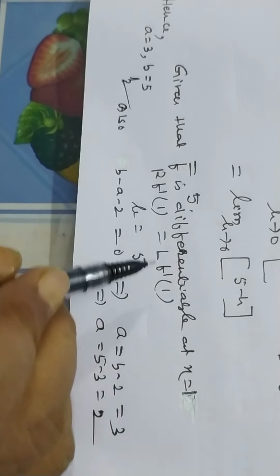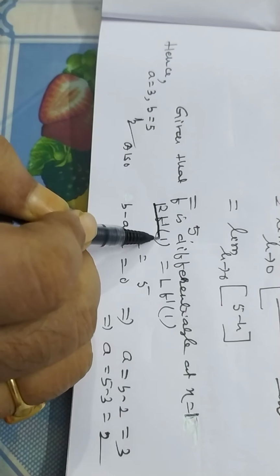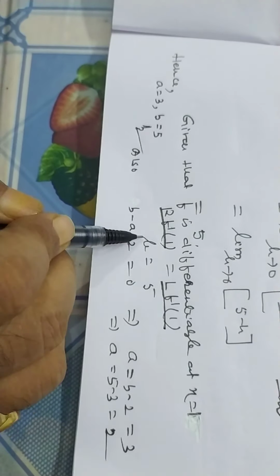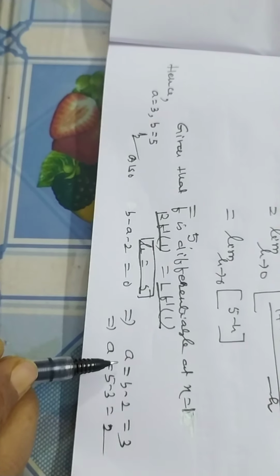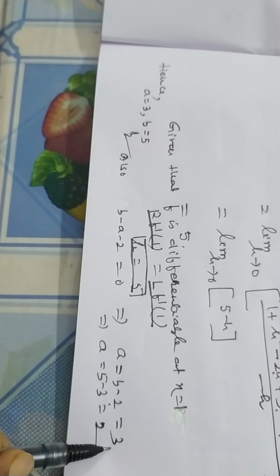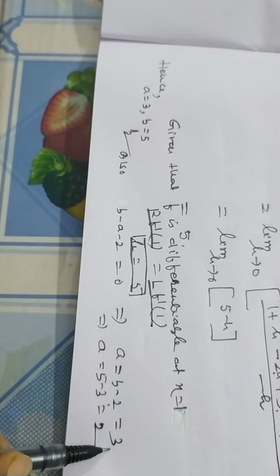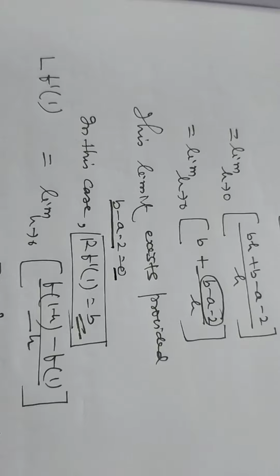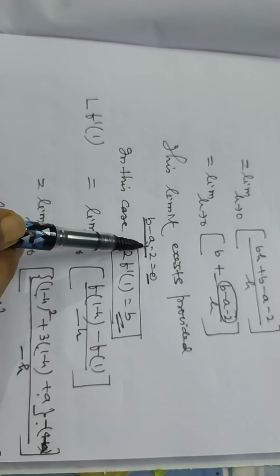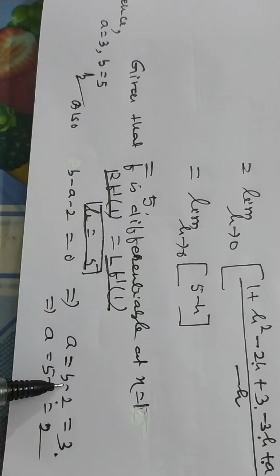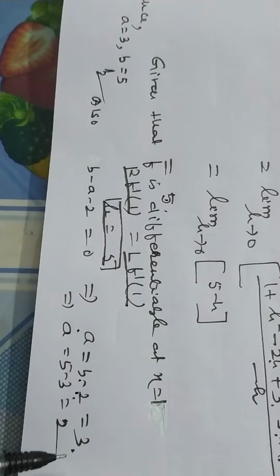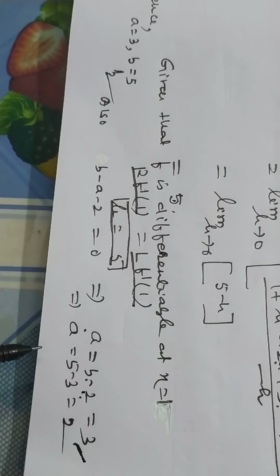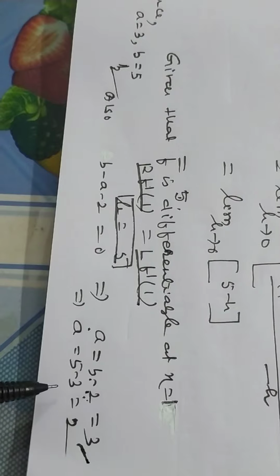So given that f is differentiable at x is equal to 1, the right hand side limit is equal to the left hand side limit. So b is equal to 5. Now a is equal to b minus 2. Here given b minus a minus 2 is equal to 0. So what will be the value of a? The value of a is equal to b minus 2, and b is equal to 5. So a is equal to 5 minus 2, that is 3.